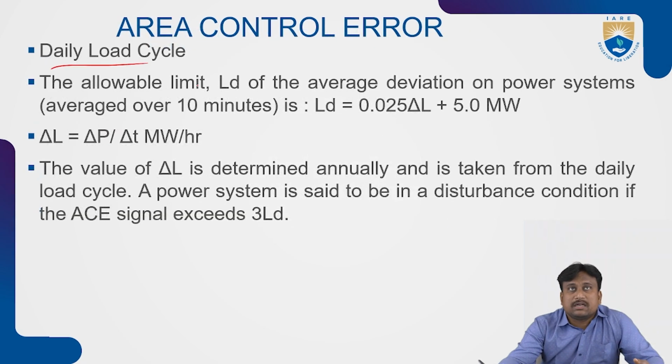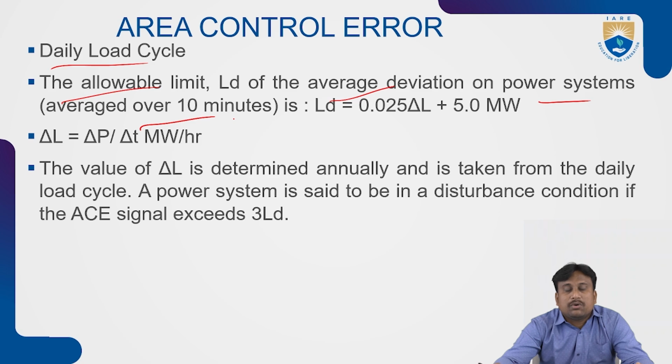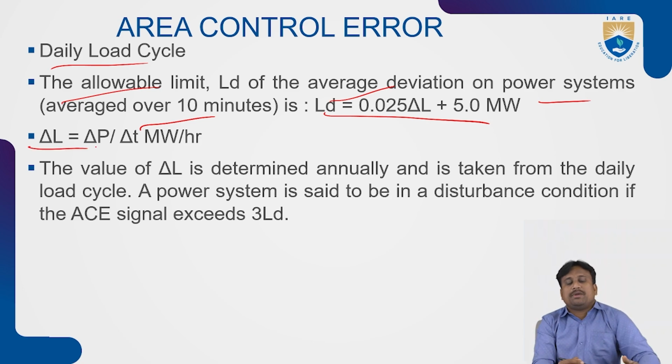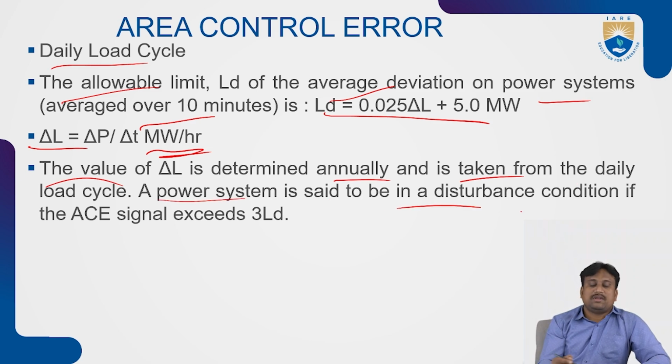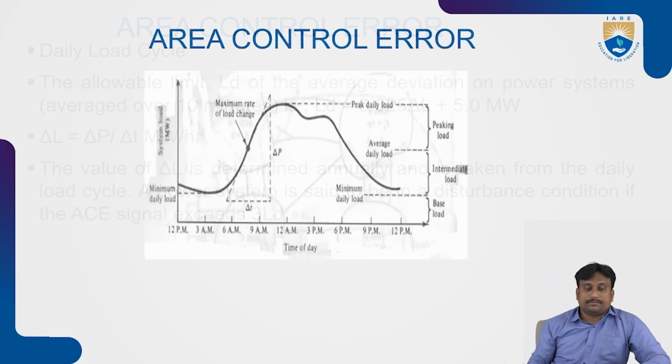Here the daily load cycle is considered, which has an allowable limit, that is Ld, the average deviation on power systems. That average condition over 10 minutes is considered as Ld = 0.025 ΔL plus 5 megawatts. This ΔL is ΔP by ΔT, which is in megawatts per hour. The value of ΔL is determined annually and is taken from the daily load cycle. A power system is said to be in a disturbance condition if the ACE signal exceeds 3 Ld. Based on those parameters, we will make the daily load cycle.